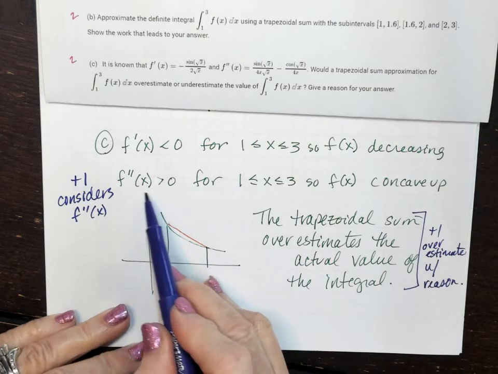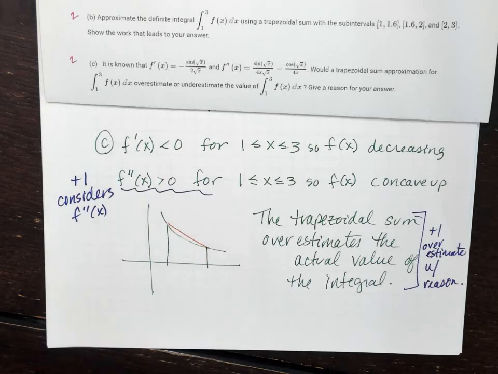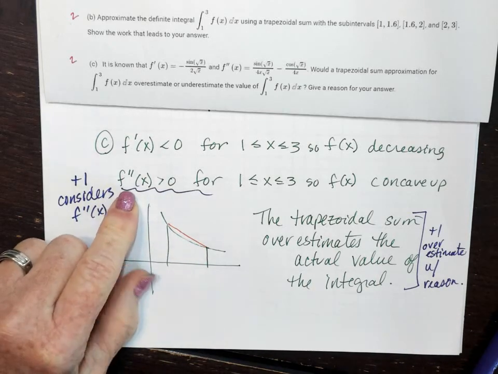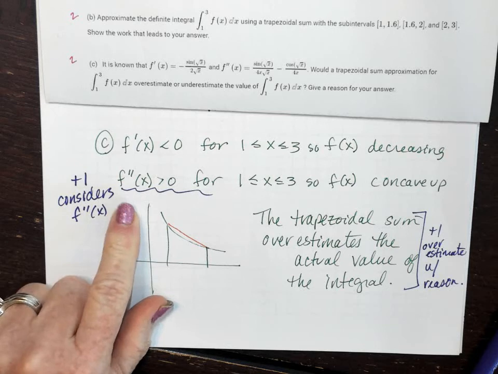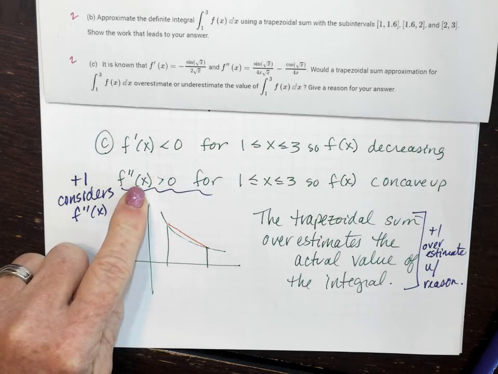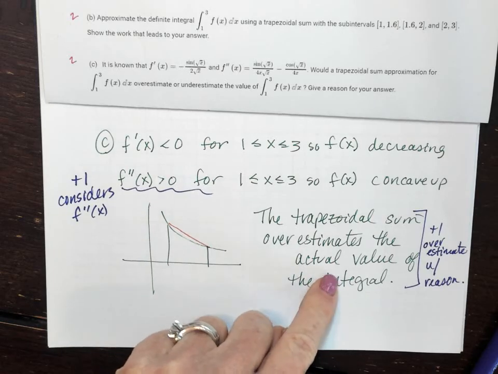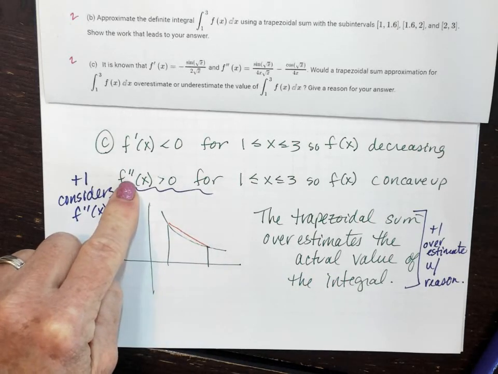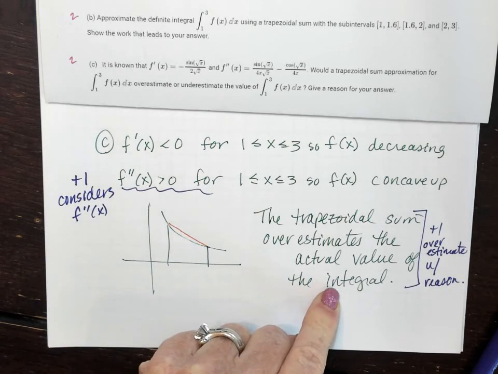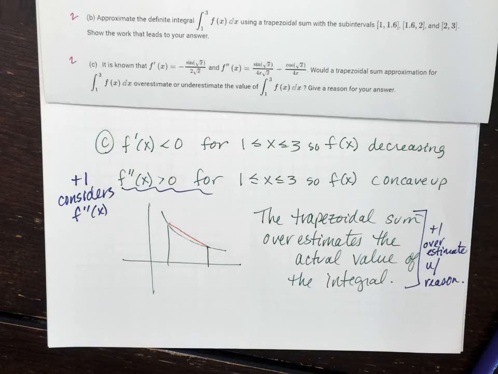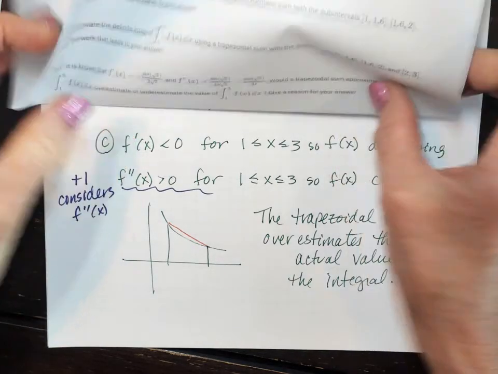Which your reason actually is right up there. So you considered f double prime. Now, if you considered f double prime, but for whatever reason you said it was less than 0, you won't get this point. You'll get this point because you considered f double prime, but you won't get that point. Okay? All right, part D.